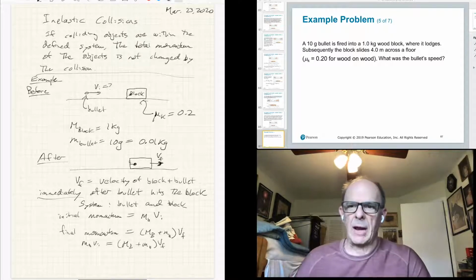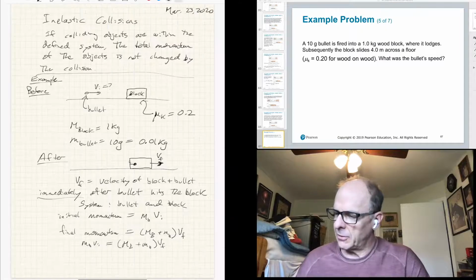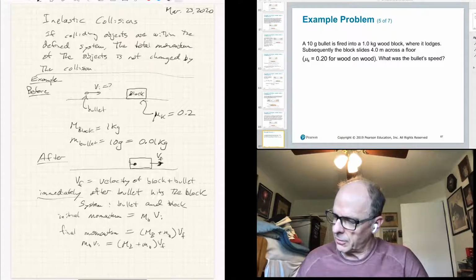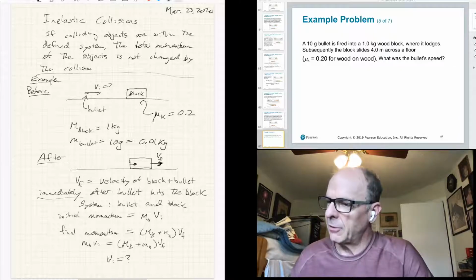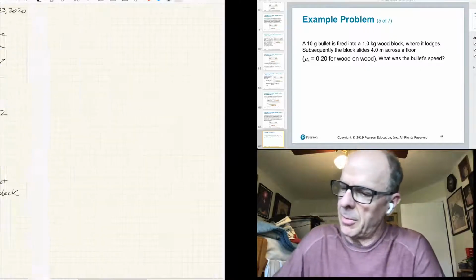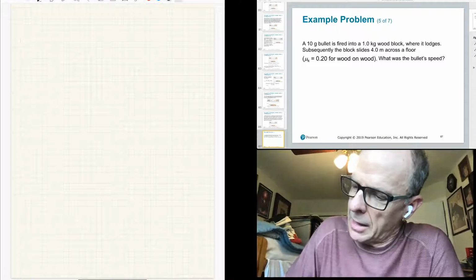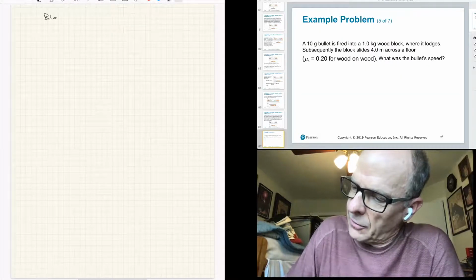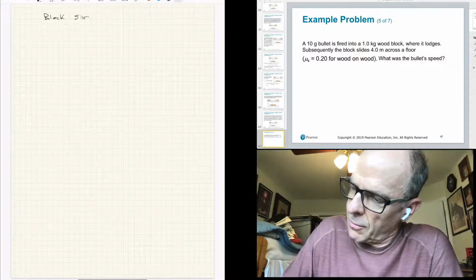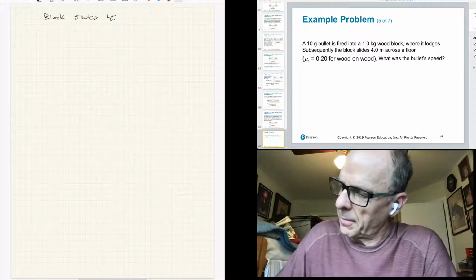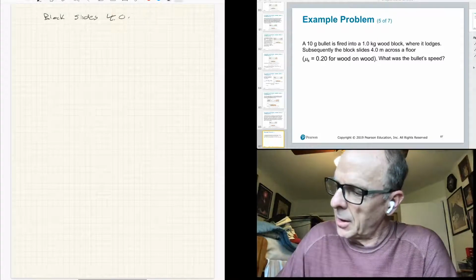Well, I know the masses, but I don't know either of those velocities. And what I'm trying to find out is, what is this little VI equal to? How fast was the bullet going? But there's one other piece of information I have. And that other piece of information is that the block slides 4 meters across the floor.